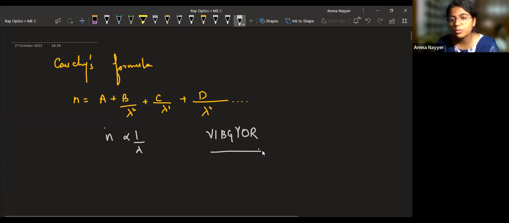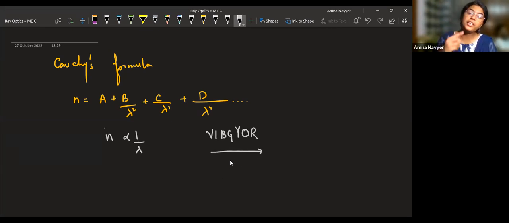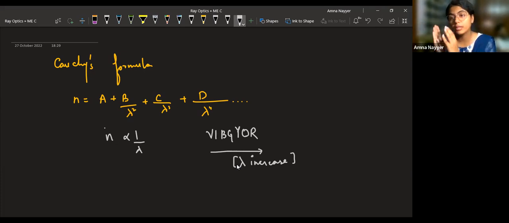So if you move towards the red side, your wavelength increases. Maximum wavelength will be with the red color, then orange, then yellow, then green, then blue, indigo, and violet finally. So violet has the minimum wavelength and red has the maximum wavelength. Remember this relation, because all your refractive index questions will be based upon this only.